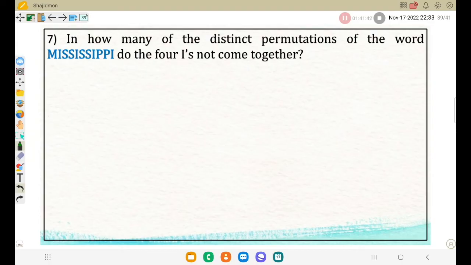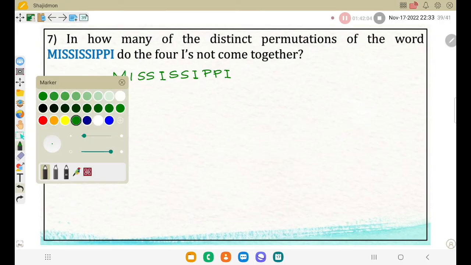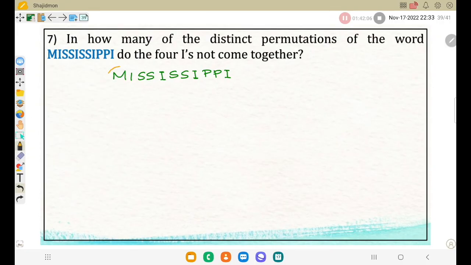Okay. So think about the word first. What is the word? Mississippi. Correct? This is the word we need to consider. Now this word, how many letters do we have in this word? You can count it. Before counting, is that word distinct or not distinct? Not. The word is not distinct.